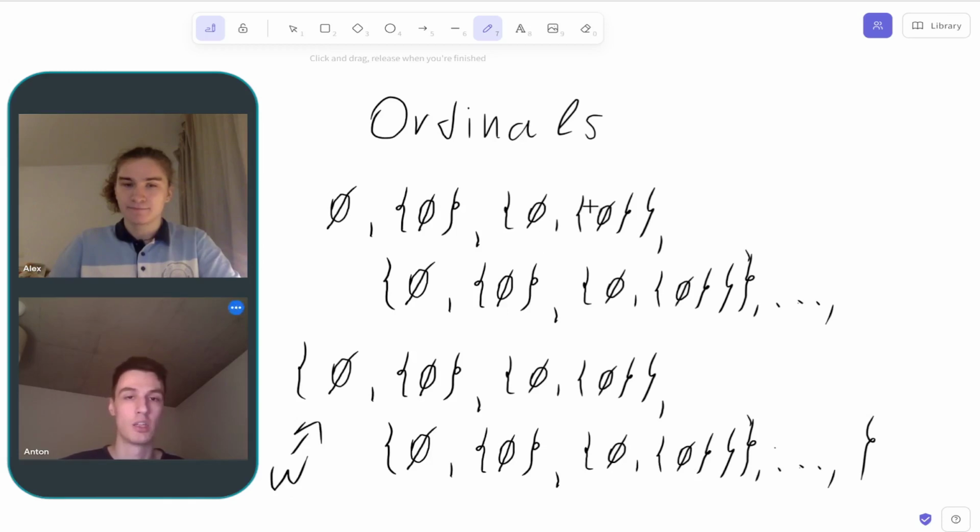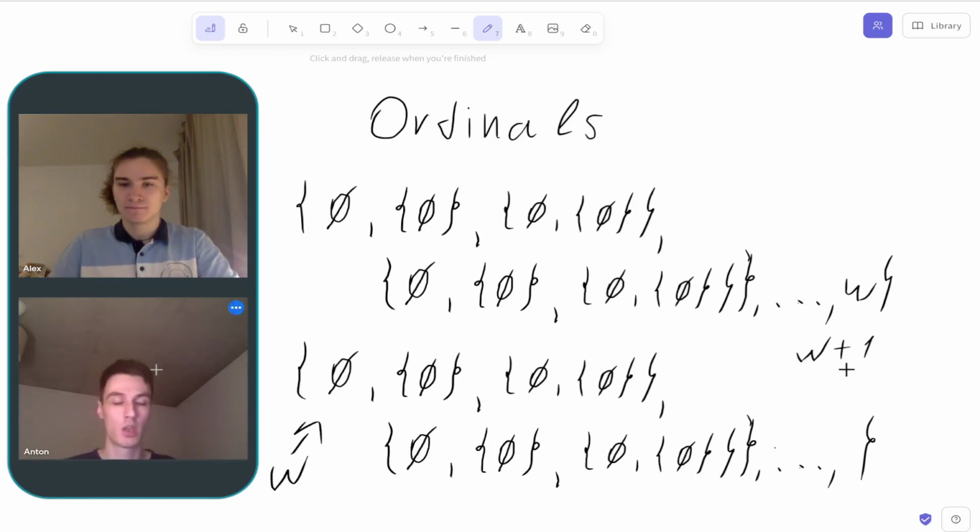And if you take all the finite ordinals and omega, you get omega plus 1, because we just applied our operation of constructing ordinals one more time, right after we've obtained omega. The next thing we have obtained is omega plus 1.